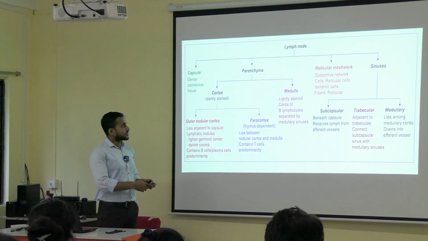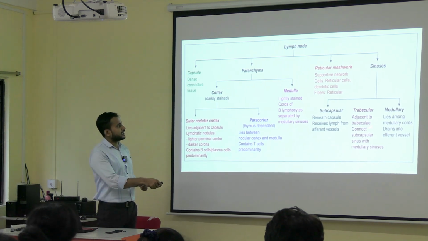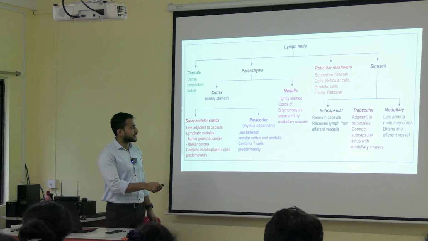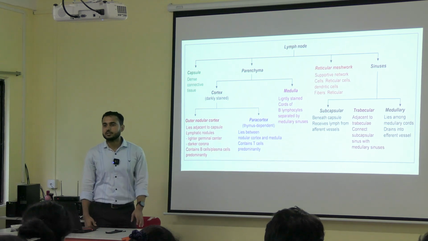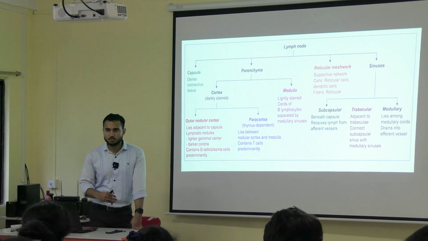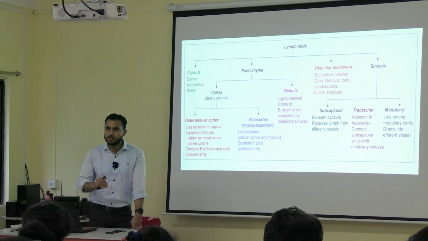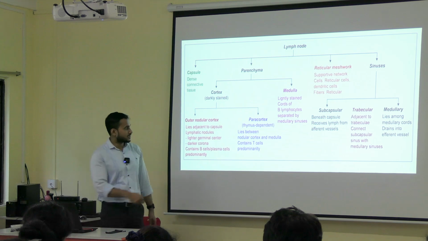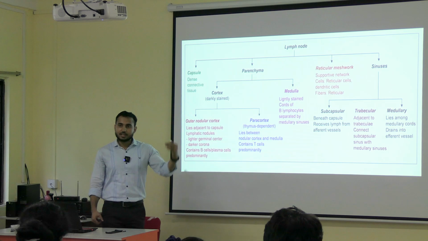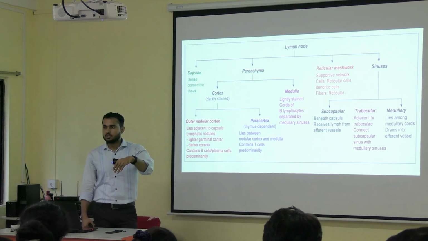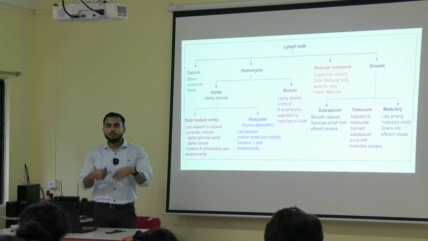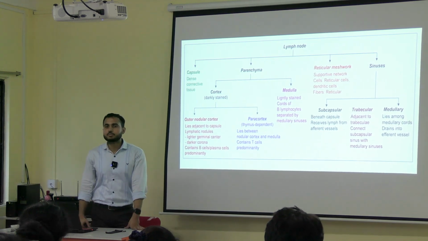Next, you can see the sinuses which are present. Three different types of sinuses are there. The first sinus is the subcapsular sinus. Where is the subcapsular sinus? What does subcapsular mean? Below the capsule. So the sinus which is present just below the capsule is the subcapsular sinus. This is the area where the afferent lymphatics will first drain. The afferent lymphatics coming from outside, as they enter the lymph node, where will they go first? They will go into the subcapsular sinus.